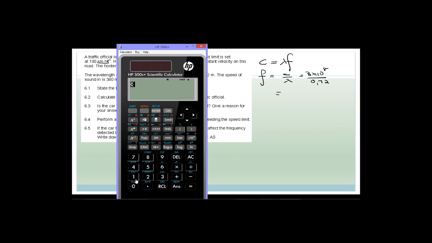Then it says calculate the frequency. So we know that c is equal to lambda times frequency, and we've got the wavelength. So therefore we can say frequency is equal to c over lambda, which is 3 times 10 to the 8 over the wavelength, which they told us, which is 0.72. So let's work out what that frequency is. It's going to be 3 exponent 8 divided by 0.72 equals, okay, so it's 4.17 times 10 to the 8 hertz.